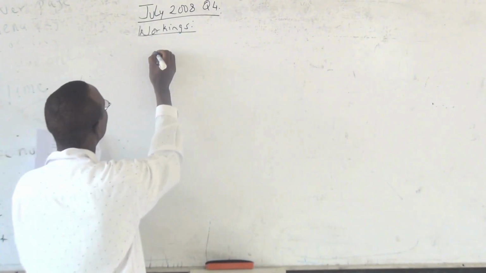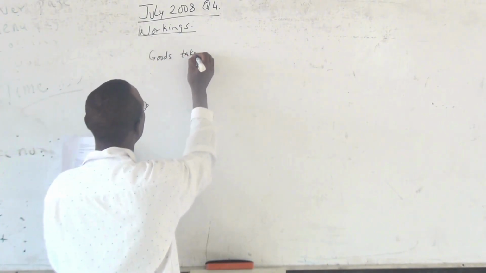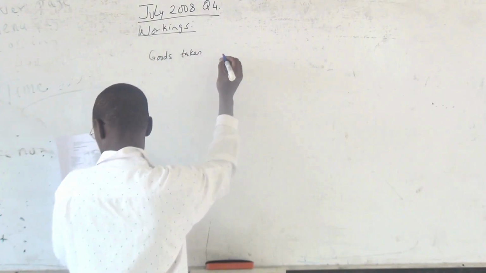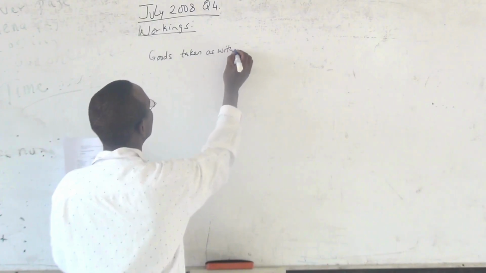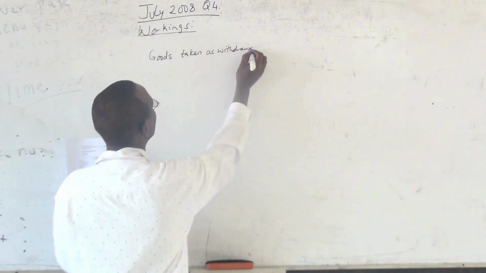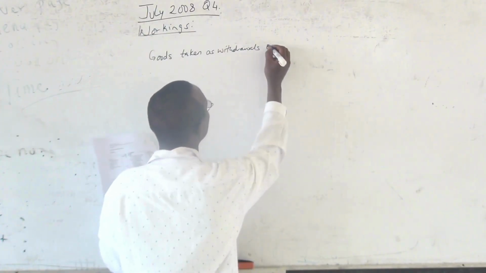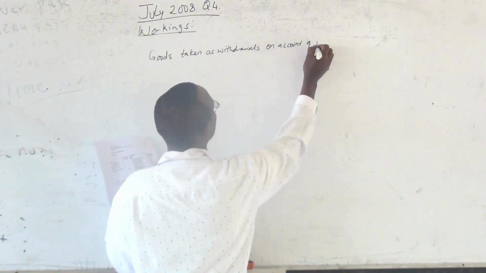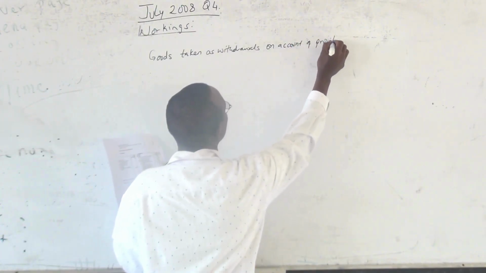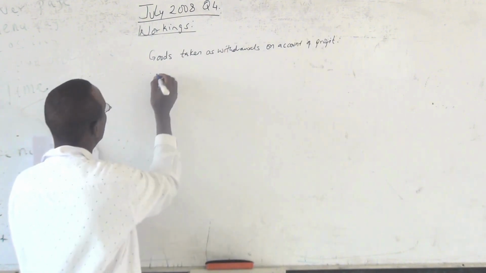Goods taken. As with the drawers. On account of profit. So we have, these are goods in how much?